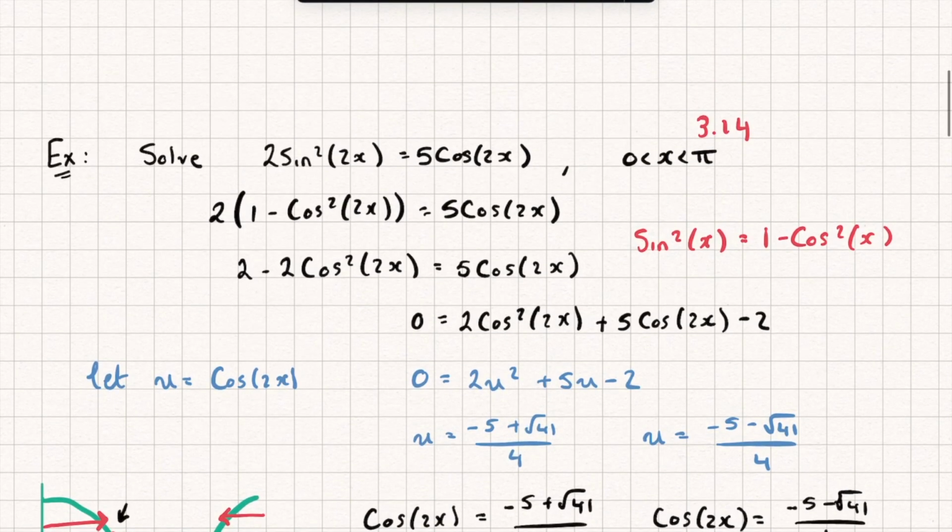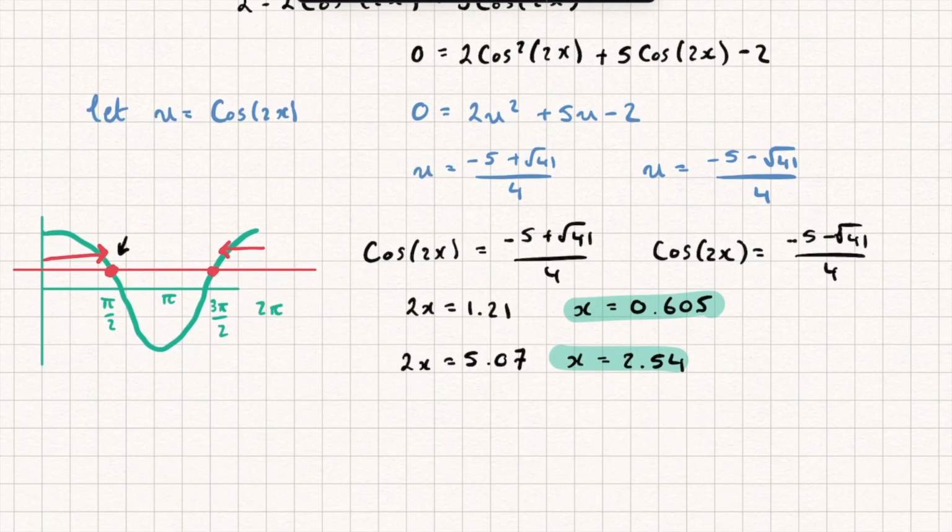But as I'm only solving between 0 and pi, if I add or subtract pi to either of these, hopefully you can see I'll be outside the range of valid solutions. So there's only 2 there.